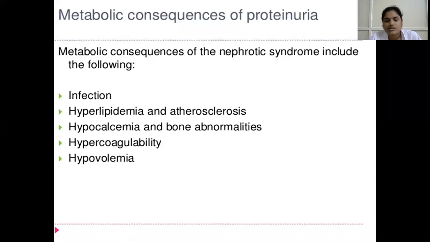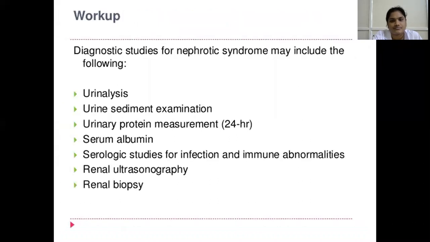Hypercoagulability is due to the excretion of factors like antithrombin 3, protein C, protein S. These all lead to it, along with an increase in the production of the coagulation factors by the liver. The diagnostic study for the nephrotic syndrome includes the following: urine analysis, urine sediment examination, 24 hours urine protein measurement, serum albumin, serological studies for any infections or immunological abnormalities, renal USG, USG abdomen, and renal biopsy.